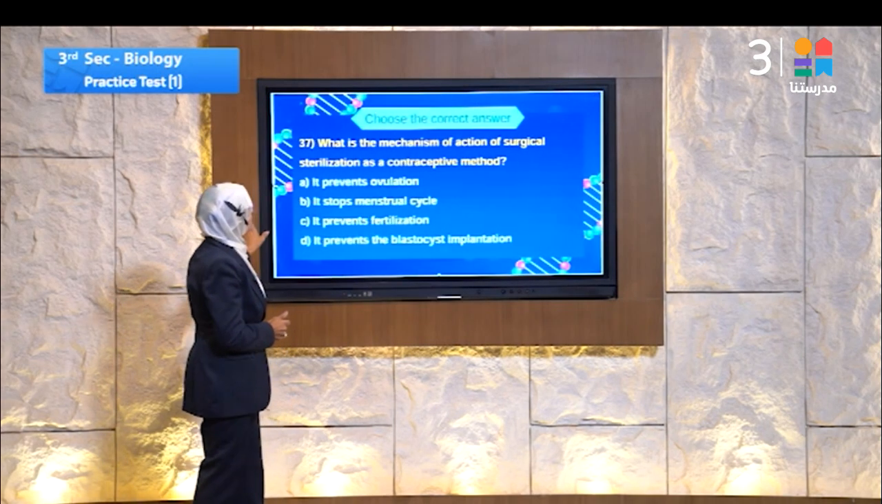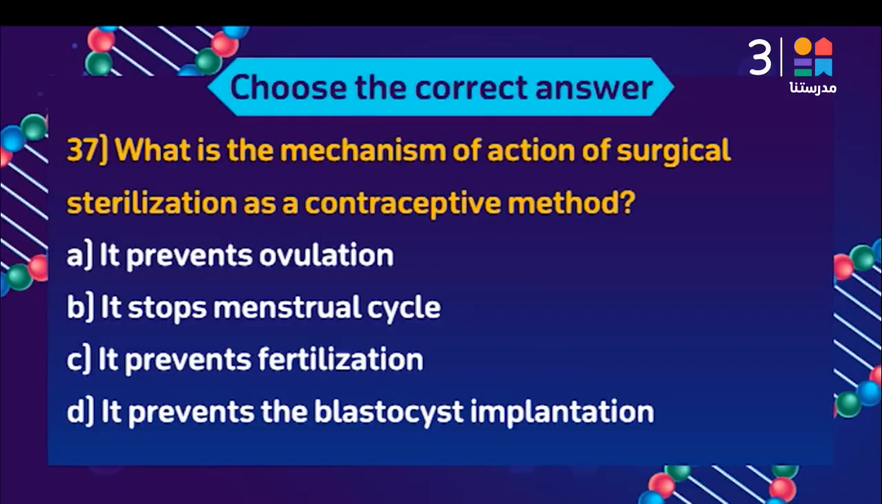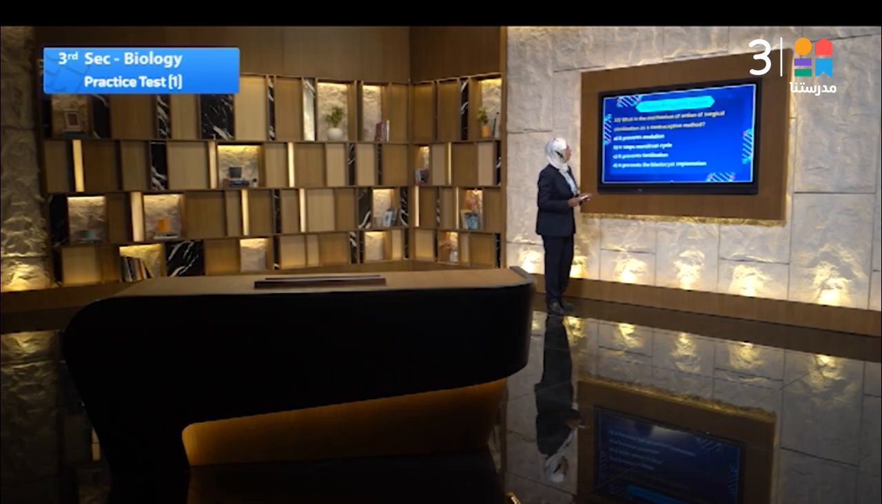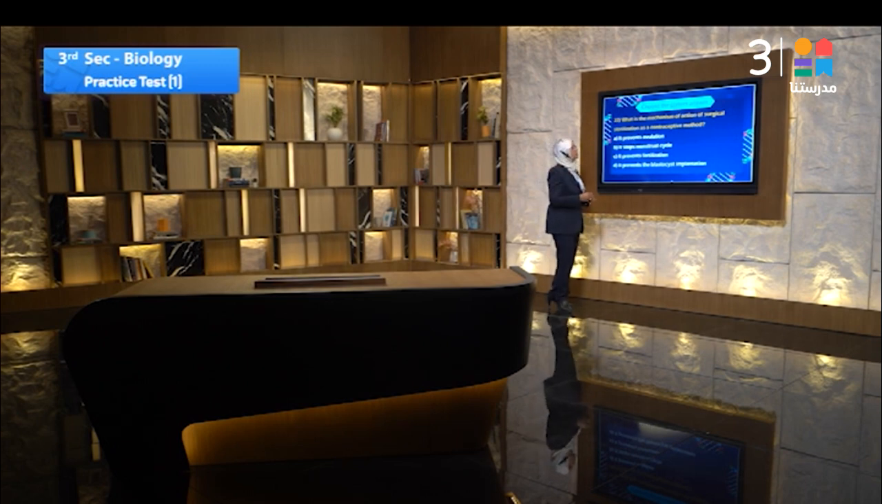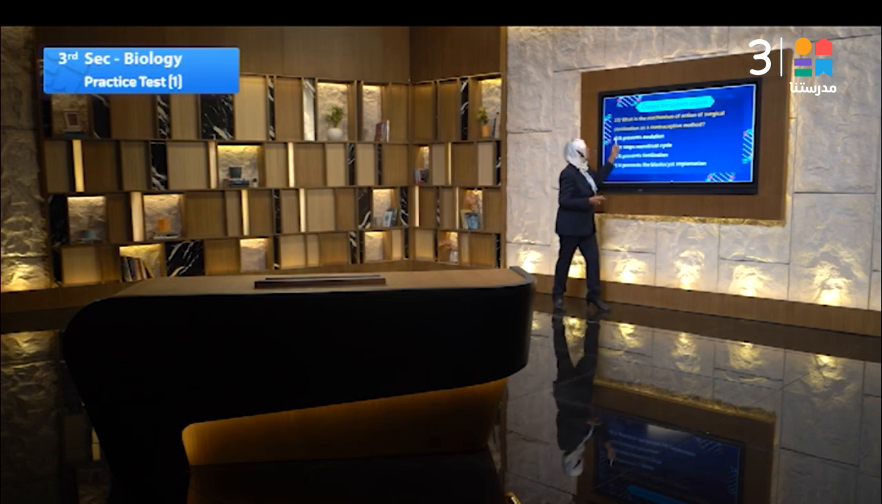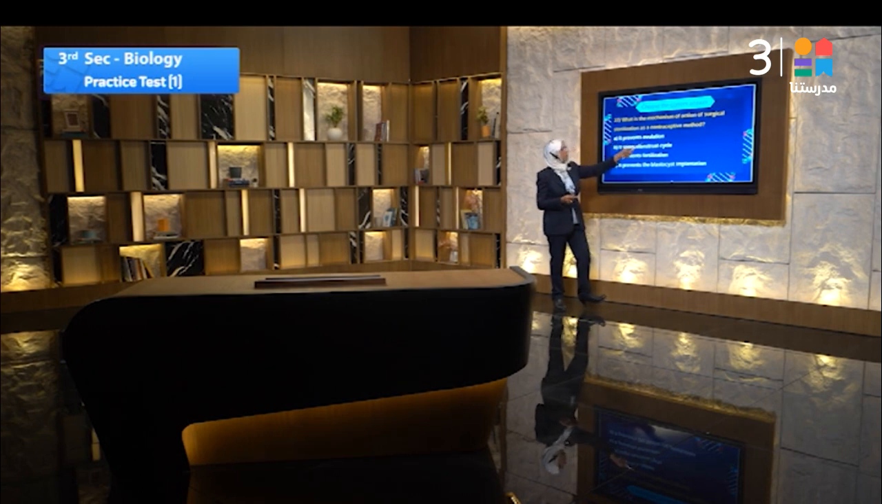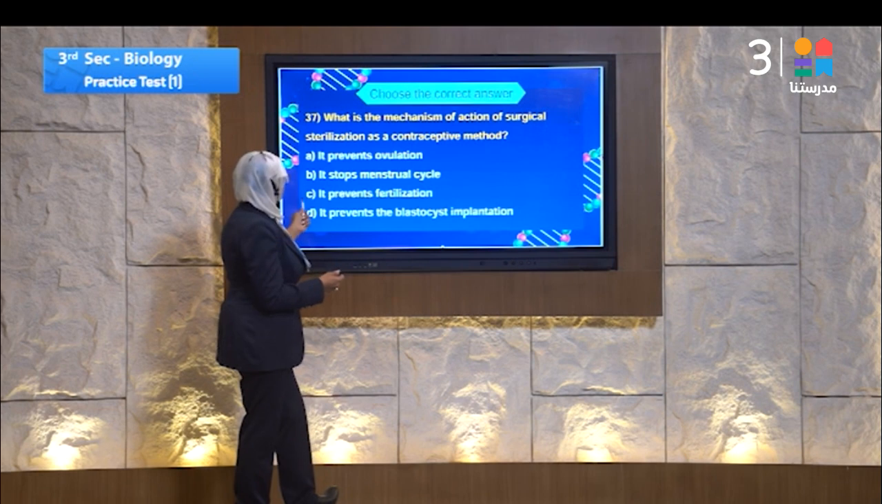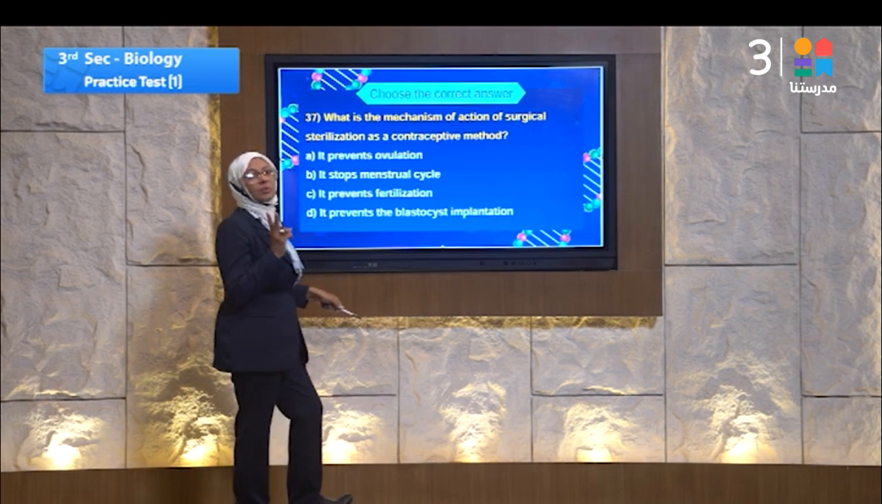Let's go to question number 37. What is the mechanism of action of surgical sterilization as a contraceptive method? Yes, let's think. It must be surgical sterilization. Surgical means wrapped and cut. That means we must choose one of these 4 with 2 marks.